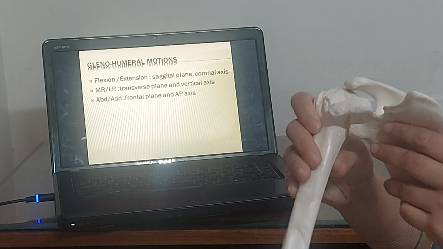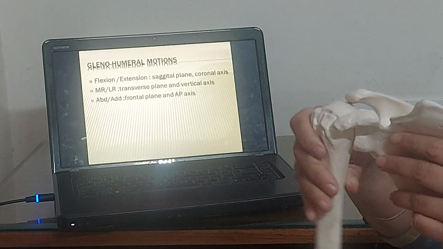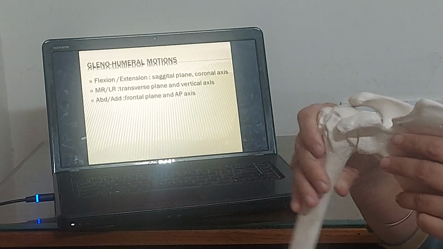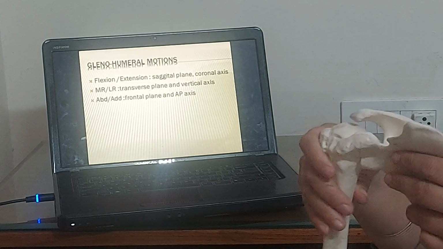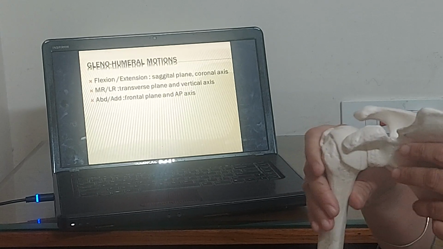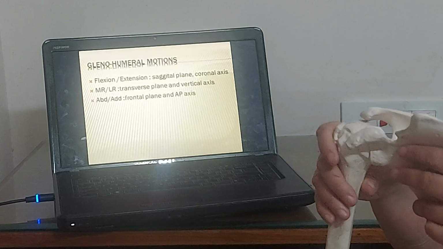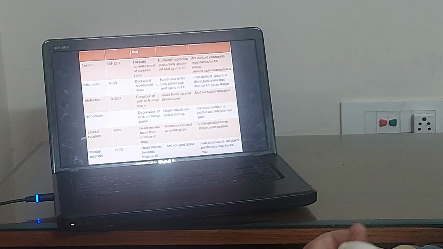This motion takes place in the sagittal plane and x axis, whereas abduction and adduction take place in the frontal plane and lie in the z axis, and the medial and lateral rotation take place in the transverse plane and in the y axis, or the vertical axis. Fine. Now let us see the kinetics and the kinematics.